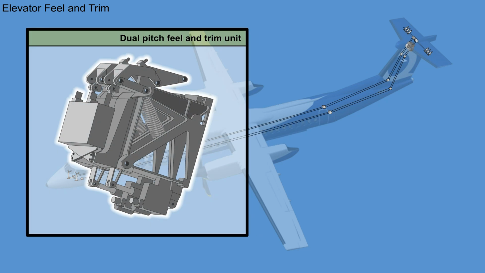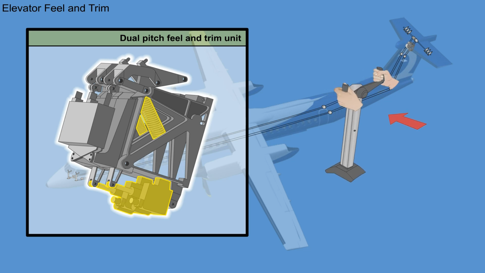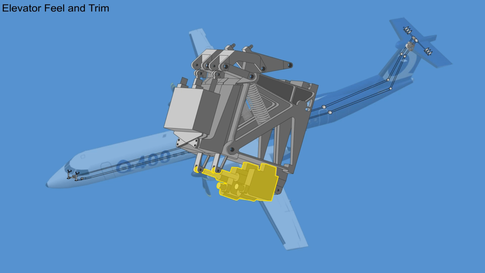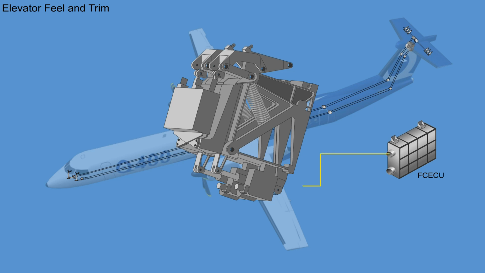The dual-pitch feel and trim unit is in parallel with the pitch control linkages located near the elevator aft quadrants in the vertical stabilizer. Each pitch feel and trim unit has a feel actuator which positions a spring to produce the desired amount of feel at the control column. Each pitch feel actuator is a single electromechanical unit which has one DC motor. The left motor controller receives its commands from the FCECU channel 1, and the right motor controller receives its commands from the FCECU channel 2.